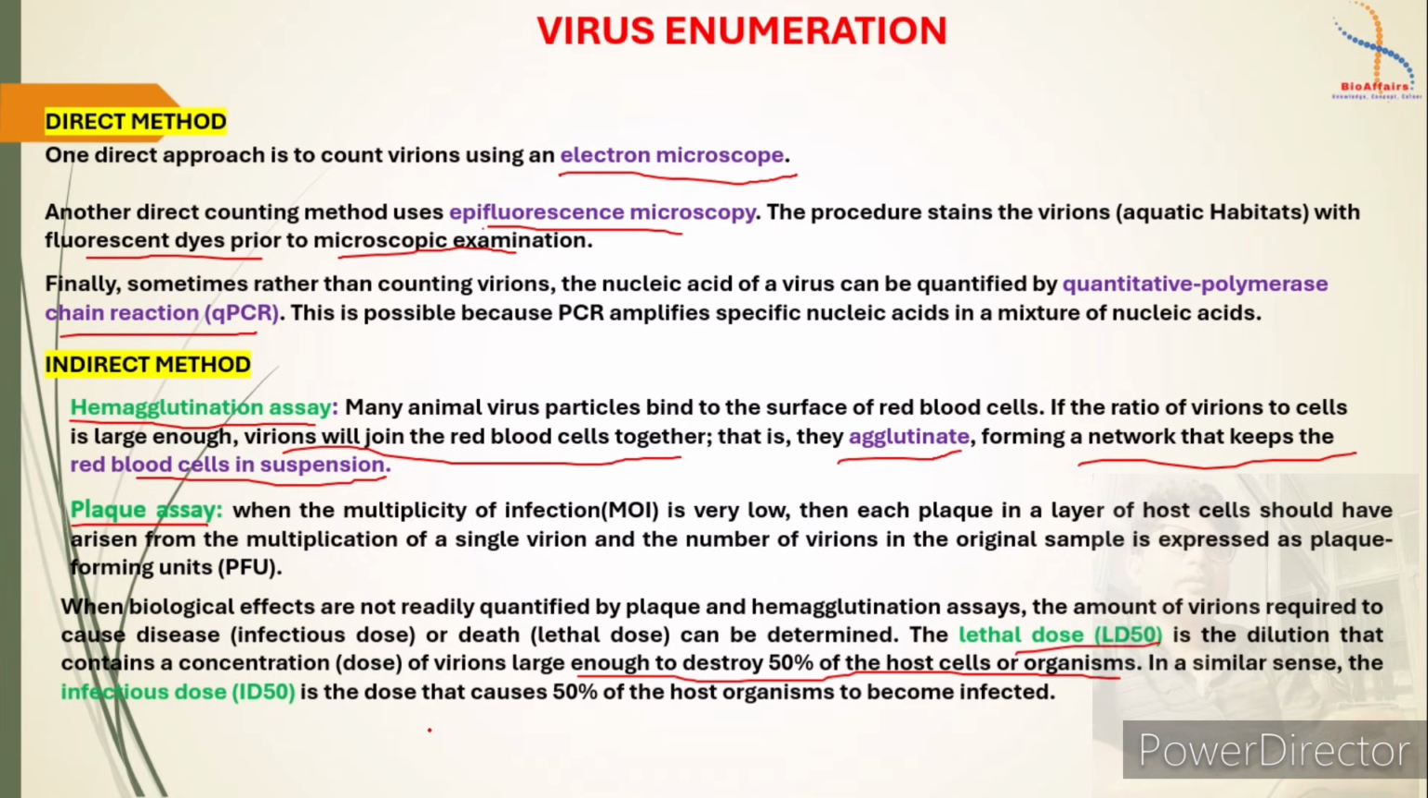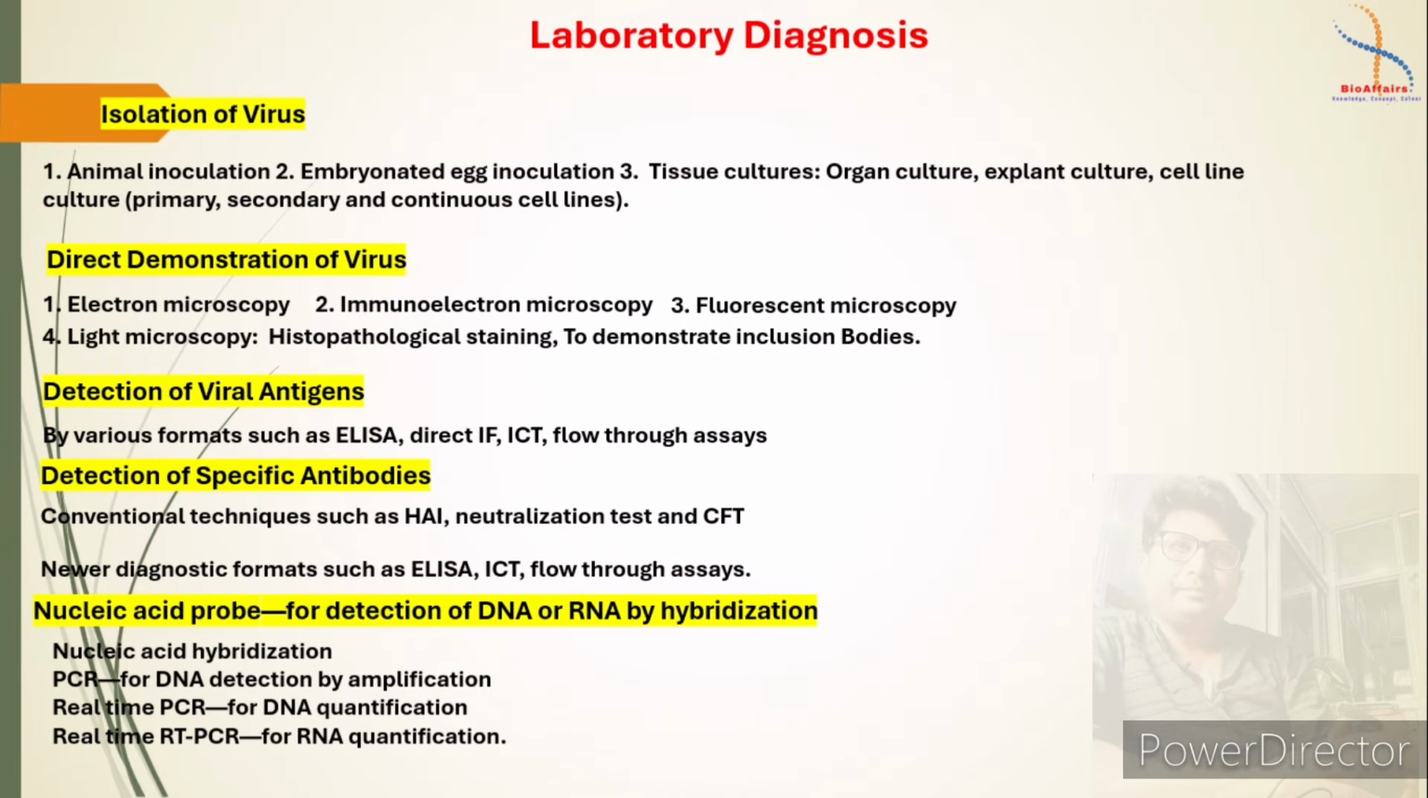Now coming to diagnosis, laboratory diagnosis can be done by isolation of viruses. First you have to isolate the viruses and then you go for diagnosis. That can be done by animal inoculation, which I have already shown you, embryonated egg inoculation, tissue cultures, organ cultures, explant cultures, cell lines. I have shown you everything.